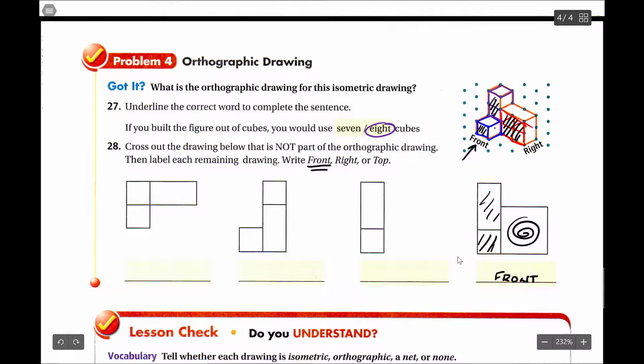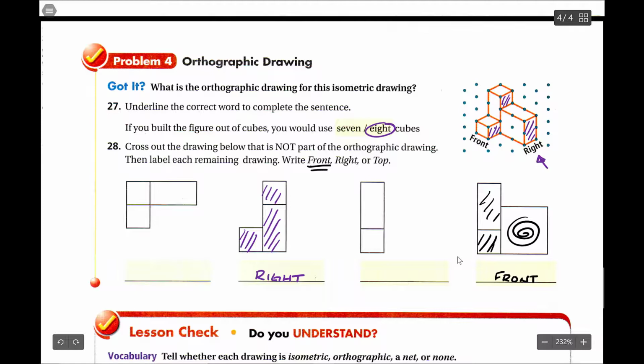If we looked at it from the right, in this case, erase this, we got a lot going on right now. If we look at it from the right, we see this face, this square, and then this square above it. So we have a square, we have that first rectangular face that I indicated, and then the square above it. So this is our right view.